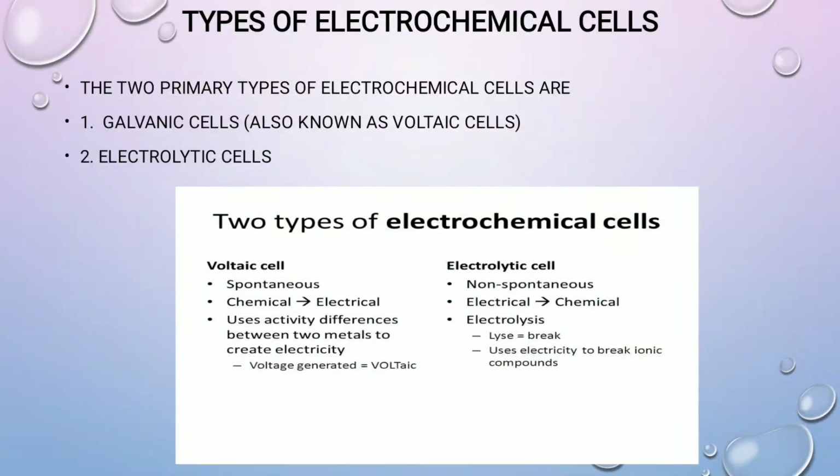So now we are going to read about types of electrochemical cells. Basically there are two types: galvanic cells, also known as voltaic cells, and electrolytic cells. Below are the characteristics. Voltaic cells are spontaneous and they convert chemical energy into electrical energy and use the activity difference between two metals to create electricity. Electrolytic cells are non-spontaneous and they convert electrical energy into chemical energy and they work on electrolysis.